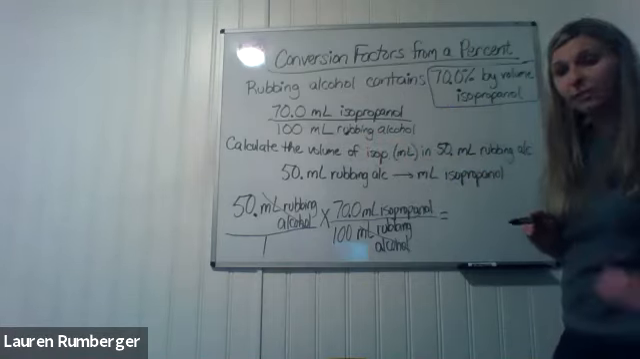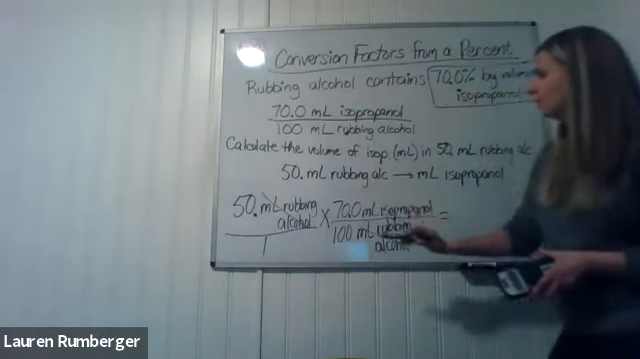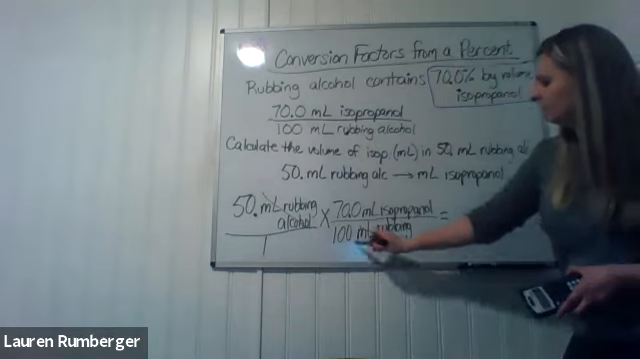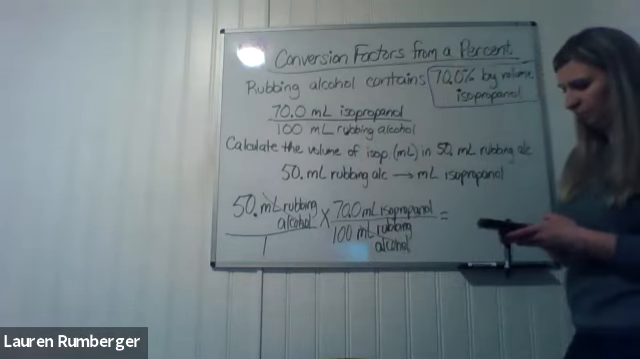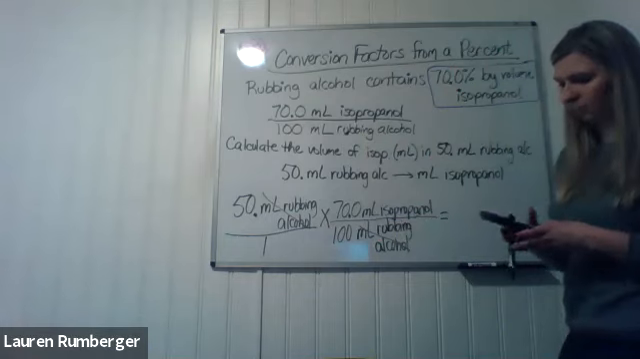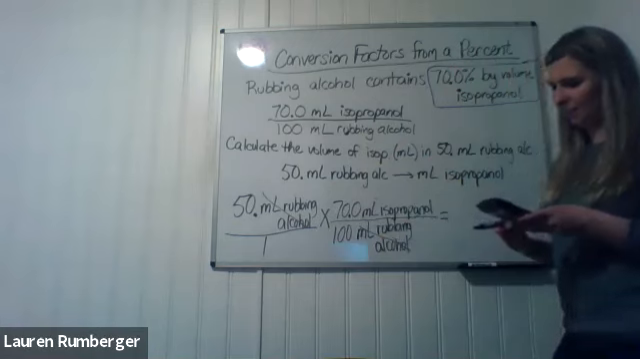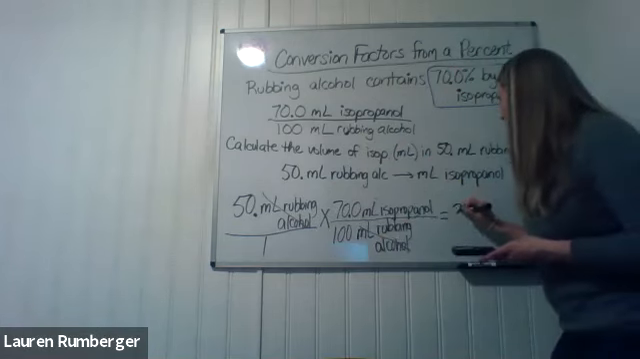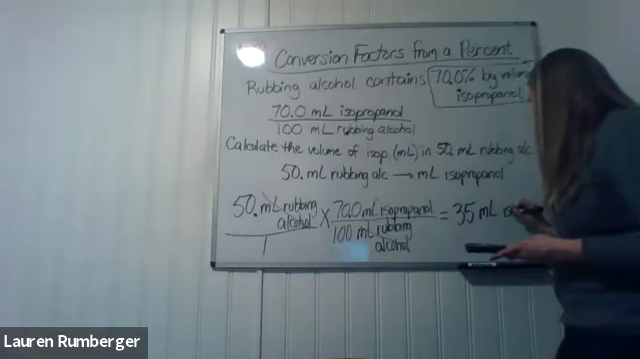So once you have this, now you begin your calculation. 50 times 70 divided by 100. So we multiply the numerators, divide the denominator. And what you should be getting is 35 milliliters of isopropanol.